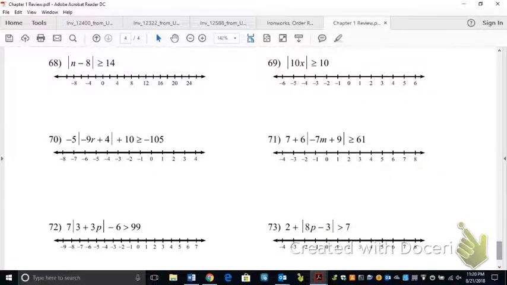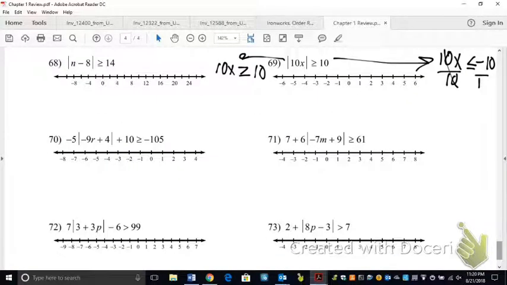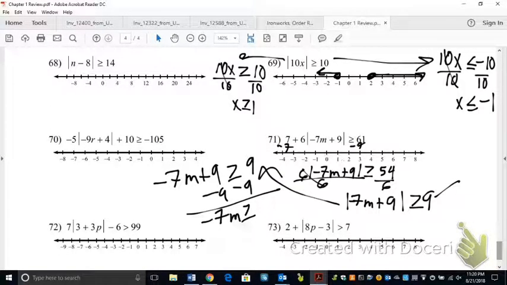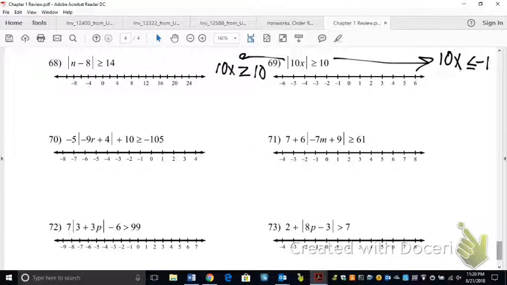On to number 69, almost done, guys. So we have the absolute value of 10x is greater than or equal to 10. Same general idea here. We're going to break it out into 10x is greater than or equal to 10, or 10x is less than or equal to negative 10. We're going to divide both sides by 10, and we get x is less than or equal to negative 1. So I put the dot on the negative 1, arrow to the left.